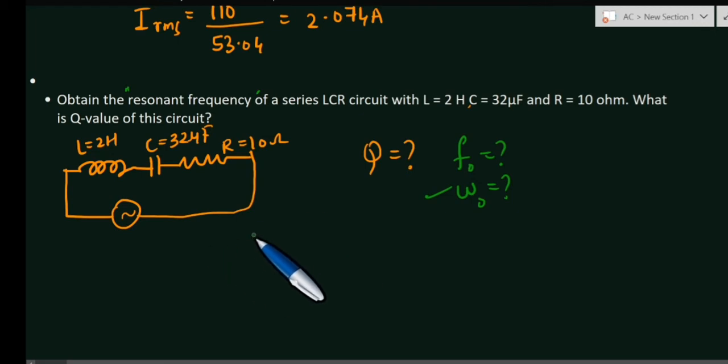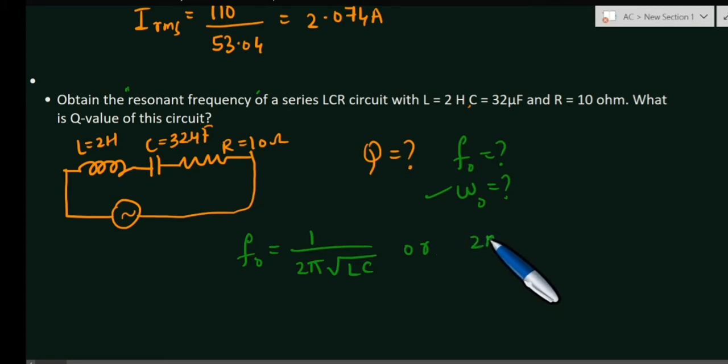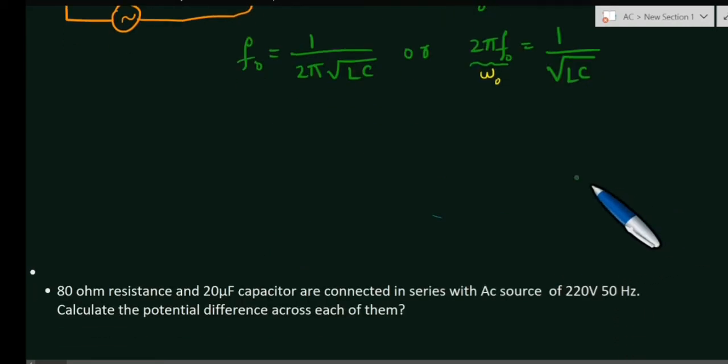So we have F naught is equal to 1 divided by 2 pi root LC, or you can just cross multiply it, you will get 2 pi F naught, this value is nothing but omega naught, angular resonant frequency, and that is equal to 1 divided by root LC. So omega naught is equal to 1 divided by root LC. So I'm going to do it now for omega naught.